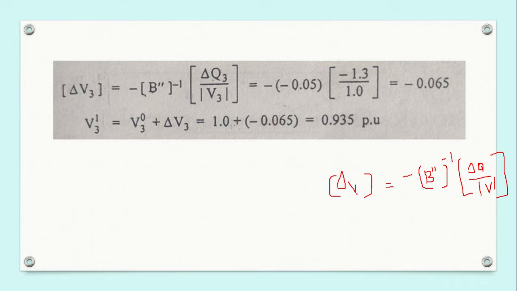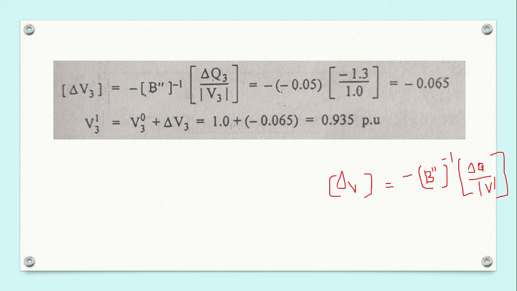But the third bus is a PQ bus where the voltage magnitude is not specified, and we have just assumed it as 1 per unit. So we need to calculate the correction factor and update the bus voltage. So we need to calculate delta V3. It is delta V3 which is equal to minus B double dash inverse into the third bus, where this term becomes delta Q3 by mod V3.